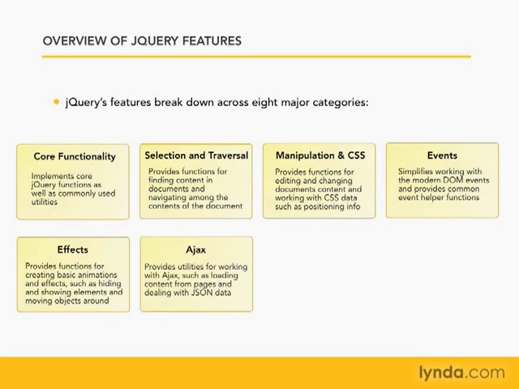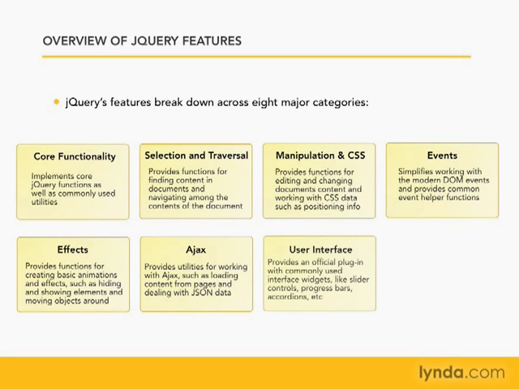Then there's the Ajax category, and the Ajax category includes utilities for working with Ajax, such as loading content from remote pages, dealing with JavaScript object notation data, and so on. Then there's the UI category, and the UI category is actually a plugin. It's an official plugin from jQuery that provides some pretty common interface widgets, like slider controls, accordion, progress bars, dialogues, that kind of thing. And then finally there's Extensibility.